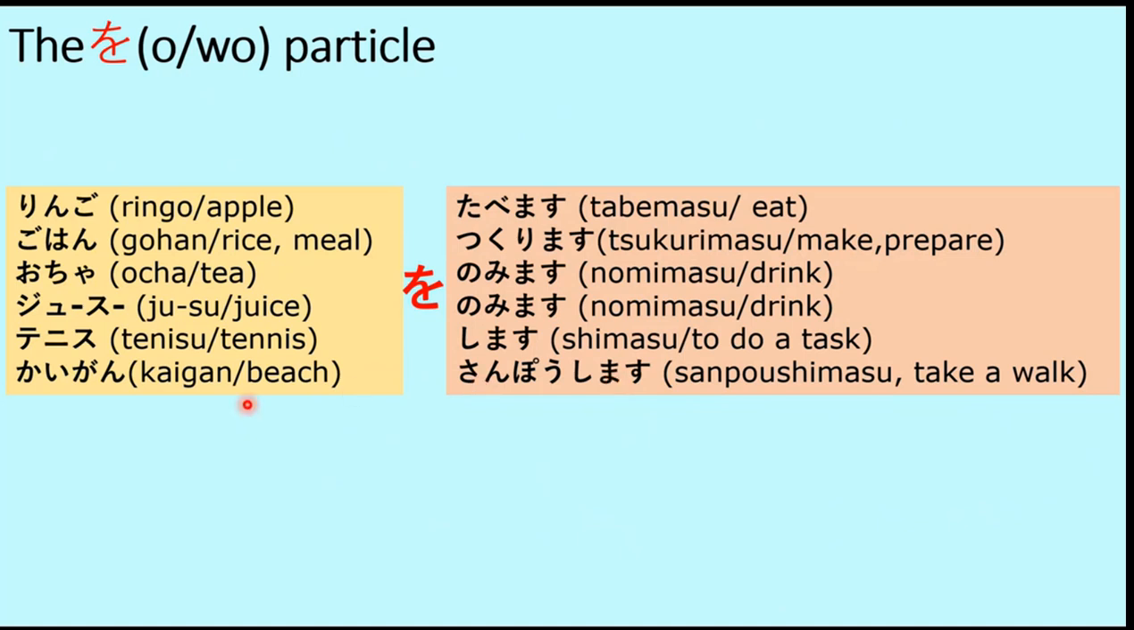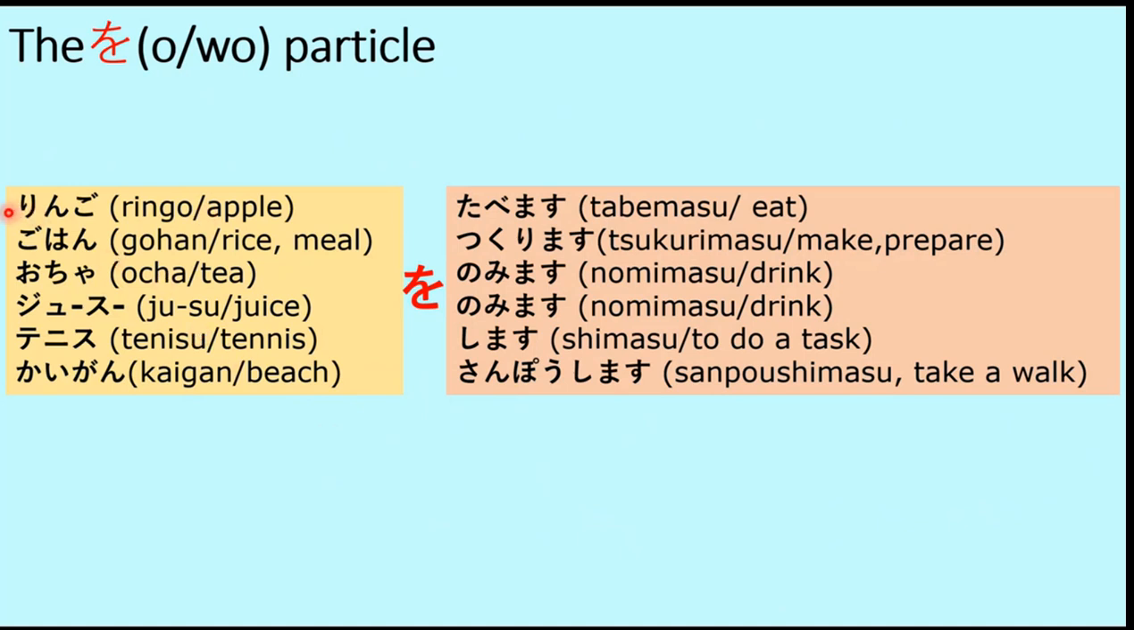One more example, kaigan. Kaigan means beach. So kaigan o samposhimasu. Samposhimasu means taking a walk. So I am taking a walk on the beach. That is kaigan o samposhimasu. So these are all examples to depict how the verb works.